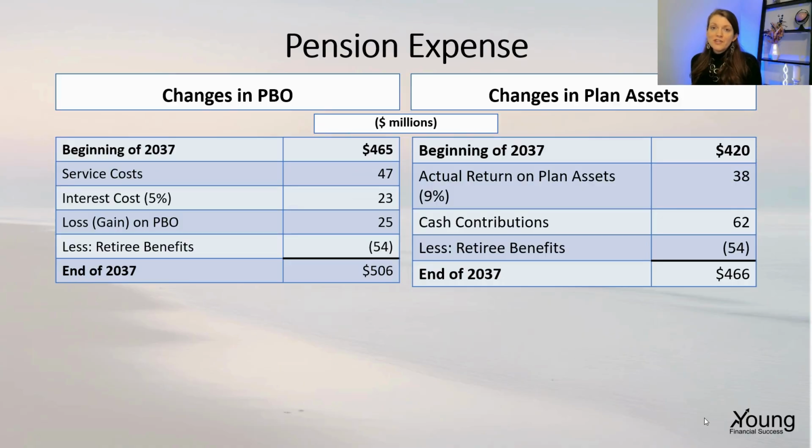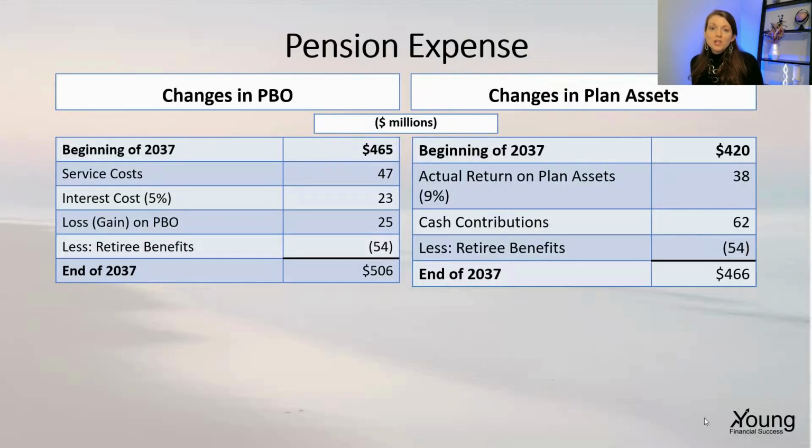When it comes to the projected benefit obligation, we talked about each of these things in the last video. We have the service cost that has added to the 2037 amount. During the year, we have all these employees that have another year of service, so that's going to increase how much they're going to get paid in retirement. So we're going to add $47 million to that. Then we have our interest cost. Remember, interest is always based off of the percentage they gave you, which is 5% in this case, and it's based off the beginning projected benefit obligation. So that was 5% times 465 million.